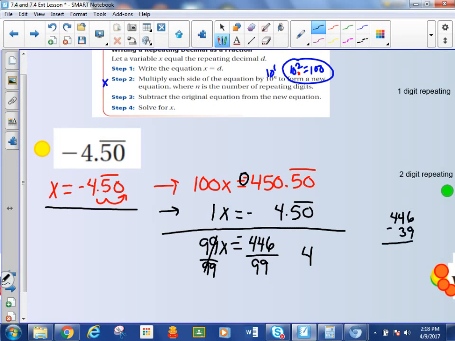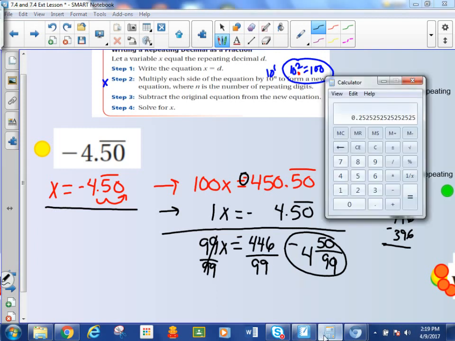And when I do that, I get 50. So I have 50 left over my original 99, and this was negative, so we would get negative 4 and 50/99. I wrote 4 and 50/90 at first by mistake. If I want to double check it on my calculator, I punch in 50 divided by 99, and it should give me 0.5050, and it did. The only thing is that you'll notice at the very end it became a 1. That's just because our calculator is rounding up that last digit.